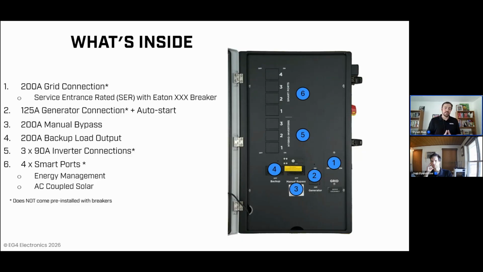A 200 amp backup load output is built directly into the system to enable you to go ahead and back up 200 amps worth of load with the system. Of course, your backup capability is going to be determined by the number of inverters and batteries that you've deployed on site. However, this GridBOSS device is rated to enable a full 200 amp load center to be backed up without any additional considerations. We've integrated 3 90 amp inverter connections directly into this GridBOSS.